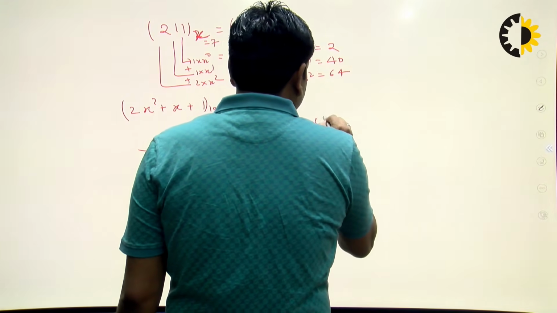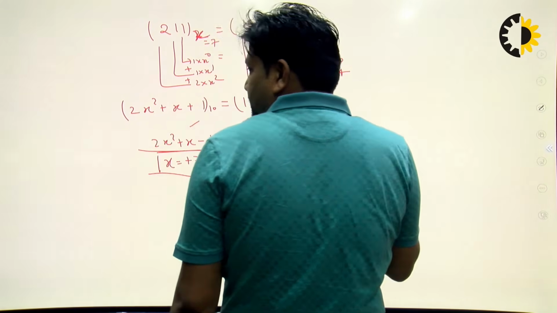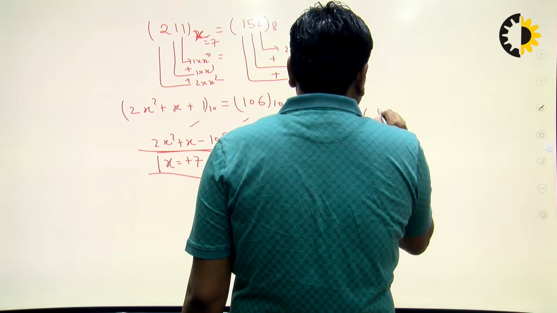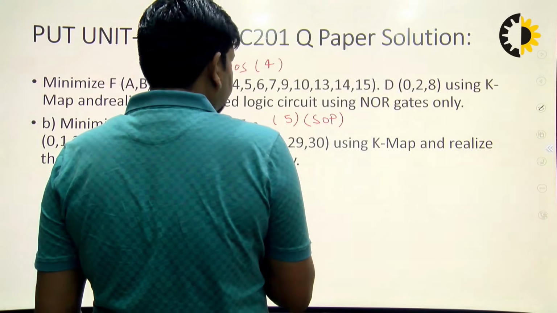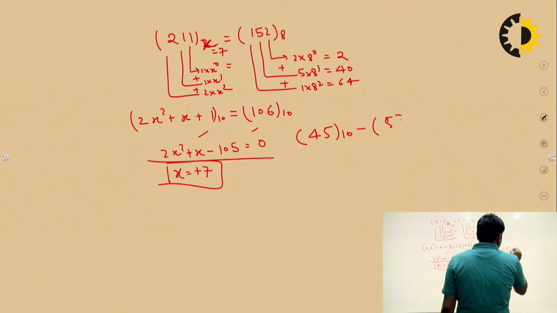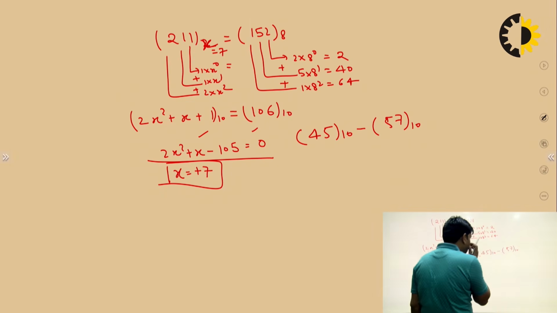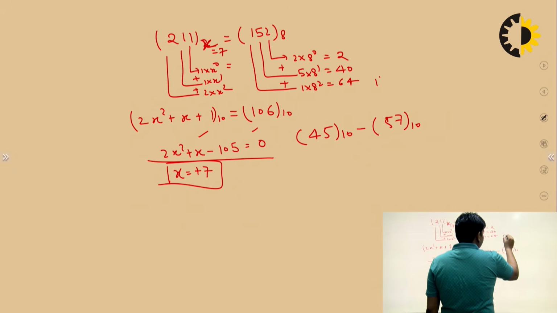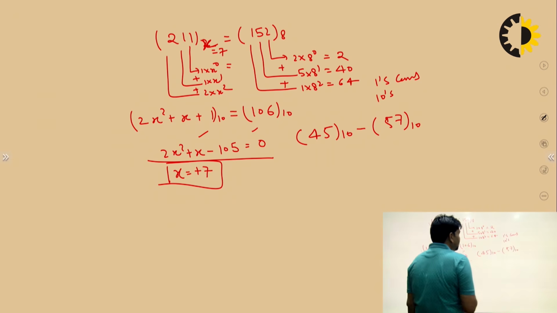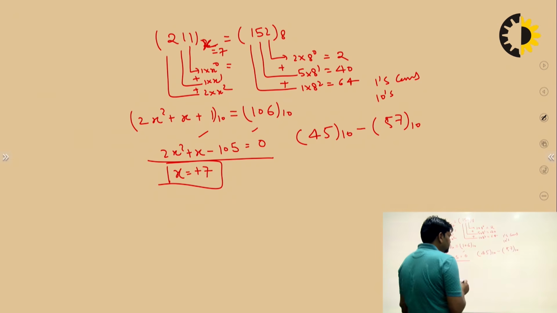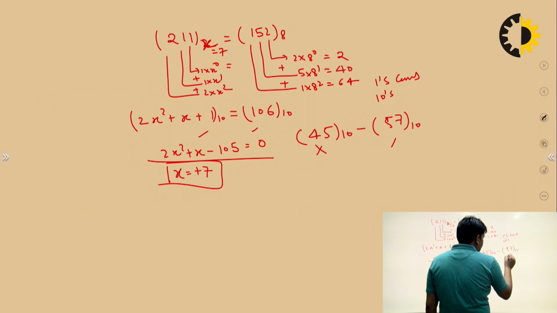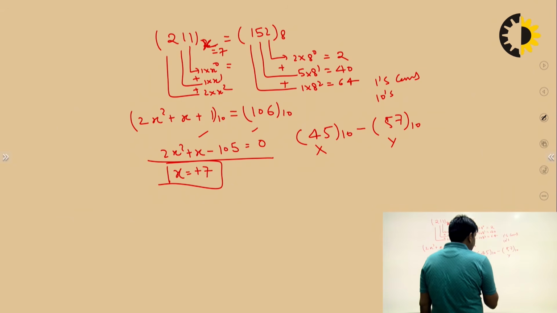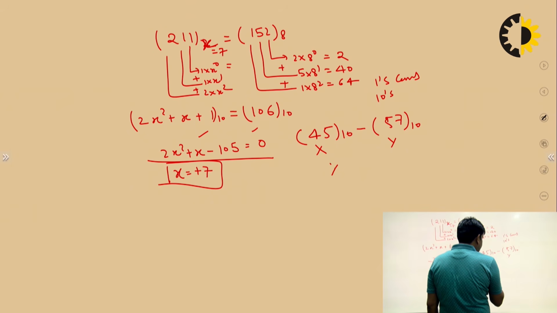So the next question is 45, represented in decimal form, and we subtract 57 from it. So 45 minus 57, we have to calculate using the 1s complement method as well as the 10s complement method. First, we calculate using the 10s complement method. In the 10s complement method, this is x, this is y, and we subtract the two numbers.